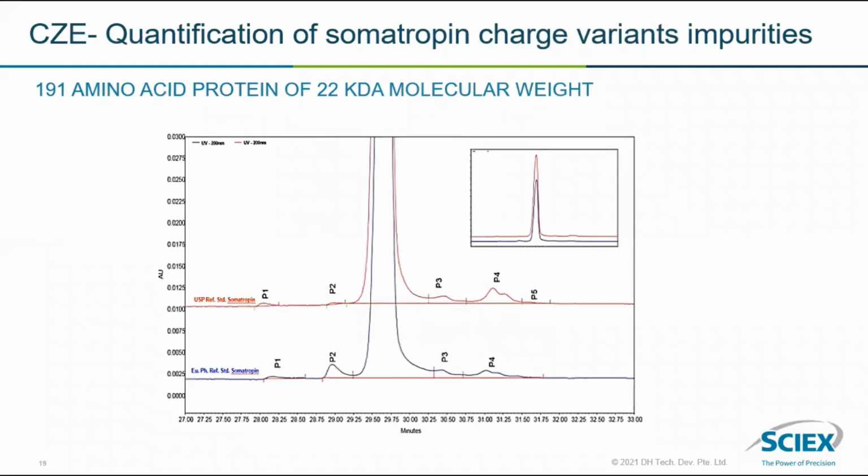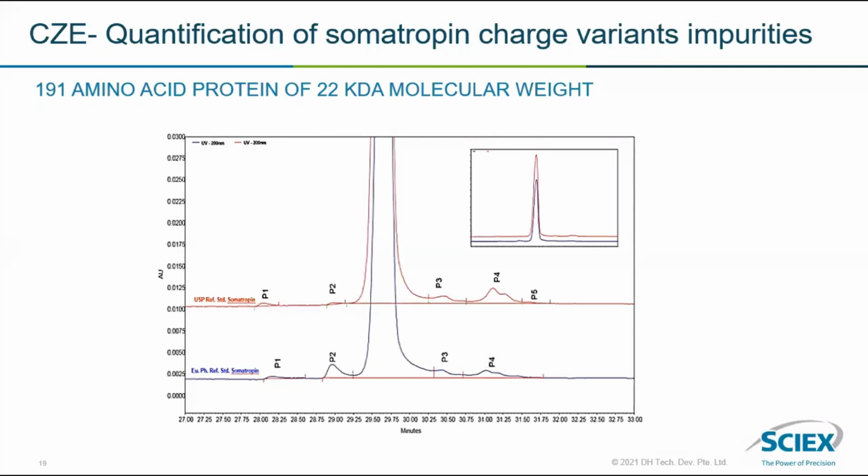So the next example is the quantification of somatropin. Somatropin is growth hormone, and here you can see the charge variant distribution of two different somatropin molecules. These are the standards which we got from the USP pharmacopoeia, and the second one is from the European pharmacopoeia. The red trace is from the USP pharmacopoeia, and the blue one is from the European pharmacopoeia. So what we have done here is we compared both the standards by using capillary electrophoresis.